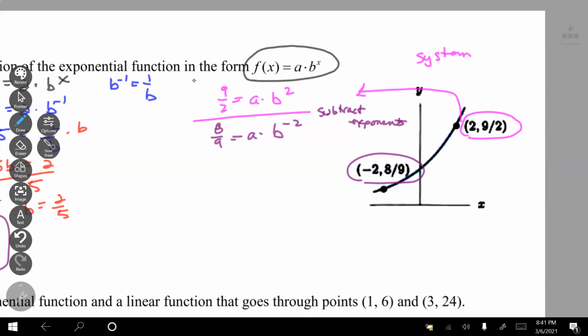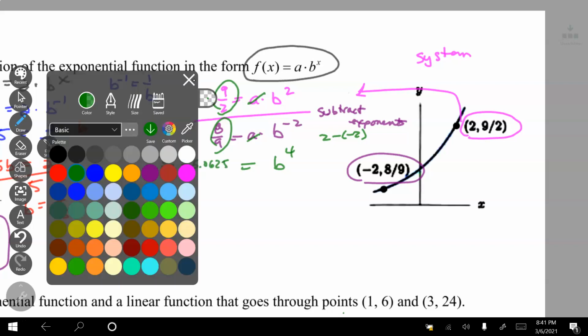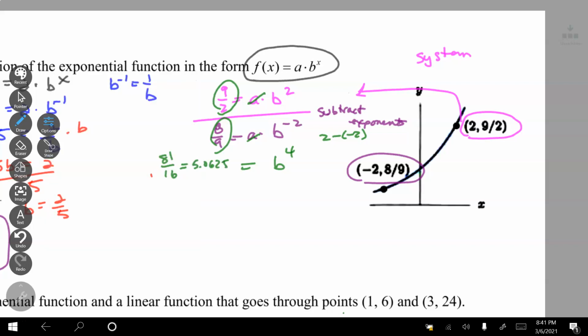And you get, well, the a's cancel out, and you're going to get b to the 4th. 2 minus a negative 2 is going to be 4. I have to kind of divide these fractions, and I get 81 over 16, or 5.0625. To get rid of the 4th power, I'm going to take the 4th root. So I get b is equal to 3 over 2, or you could rewrite it as 1.5.